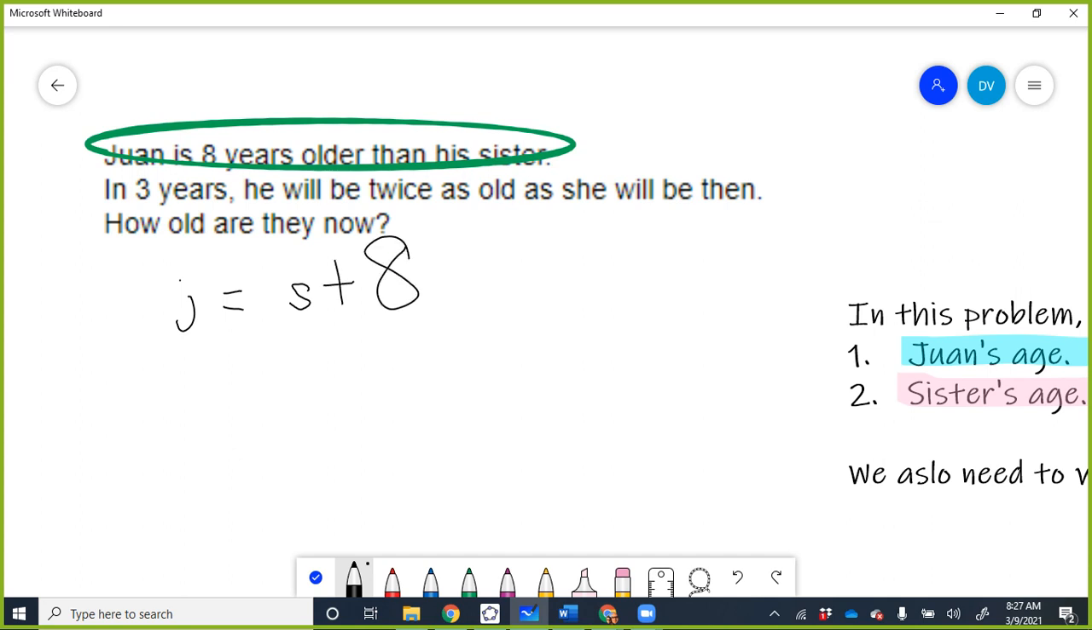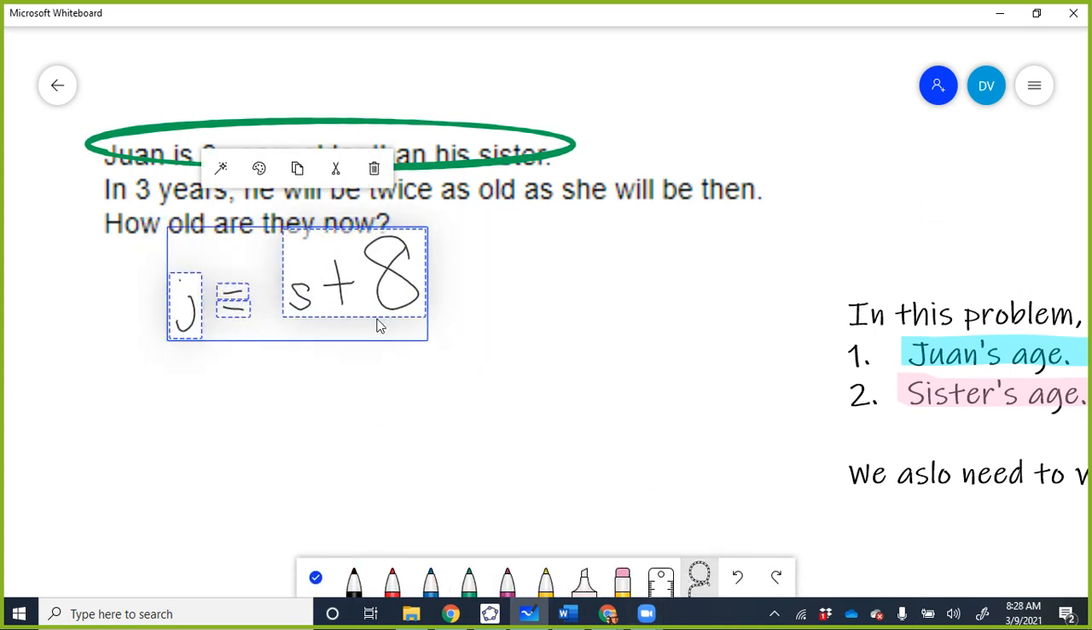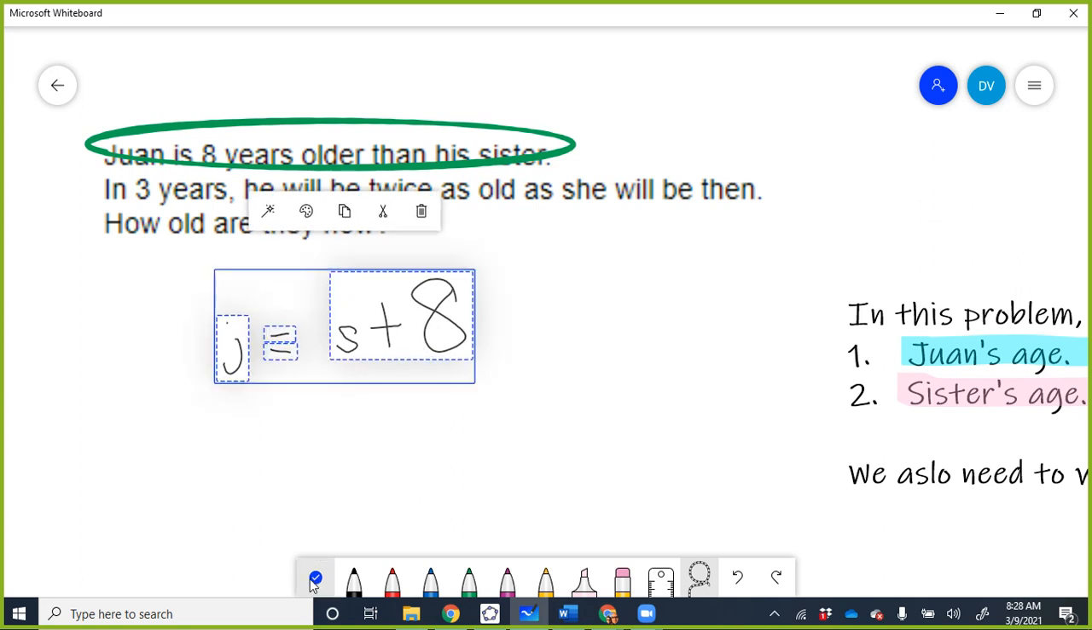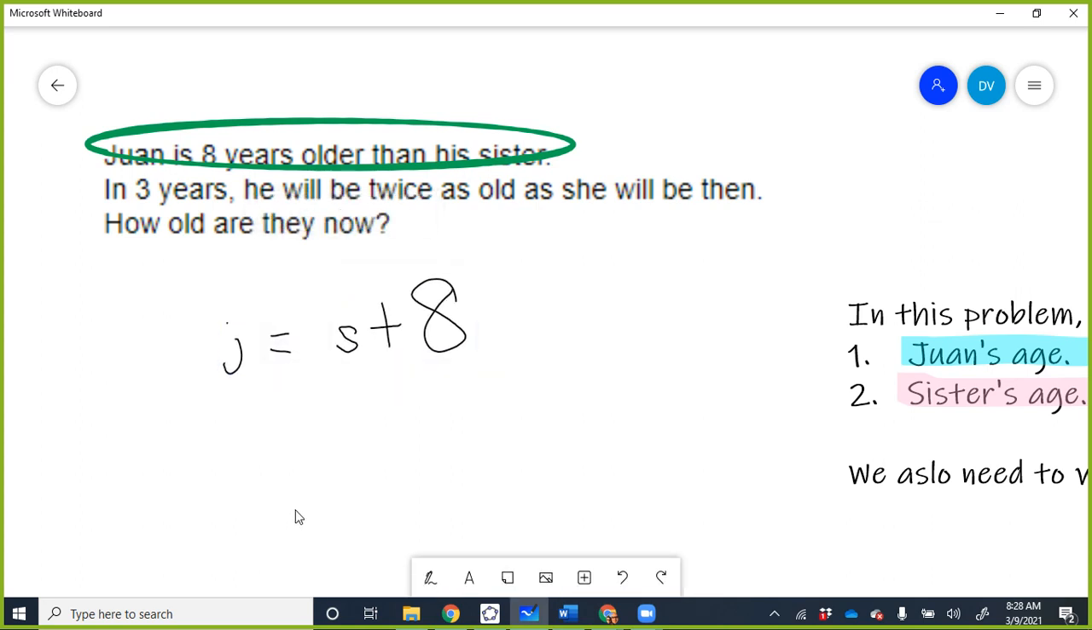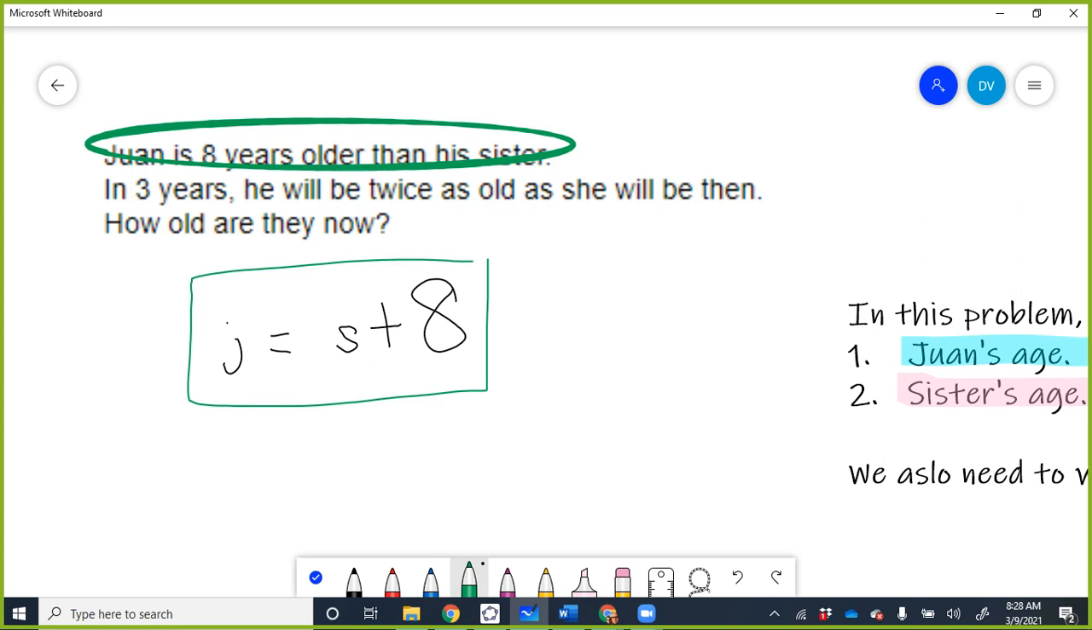Now, notice that I try to make my numbers larger than my letters because I don't want anybody to mistake that S for the number 5. That's a letter, not a number. All right, so there's our first equation. I'm going to circle it and surround it with green so we can call it the green equation later.